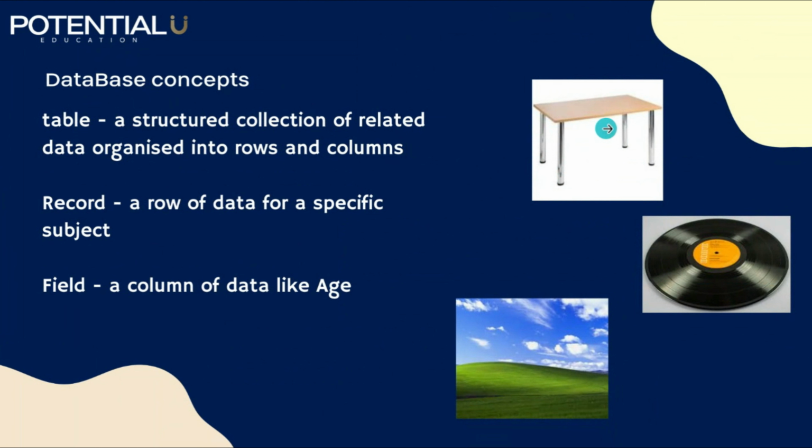Here are our database concepts. We've got a table, a record, and a field. Courtesy of Microsoft. So the table is a structured collection of related data organized into rows and columns. Hopefully you know what a row and a column is. And then a record is a row of data for a specific subject. And a field is a column of data like an age. So the thing that you can search by.